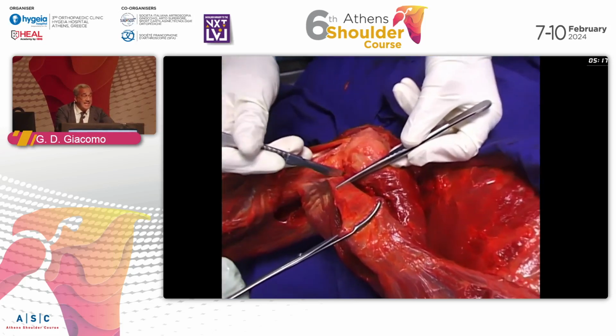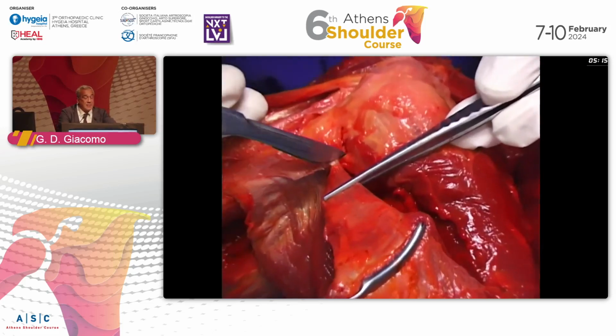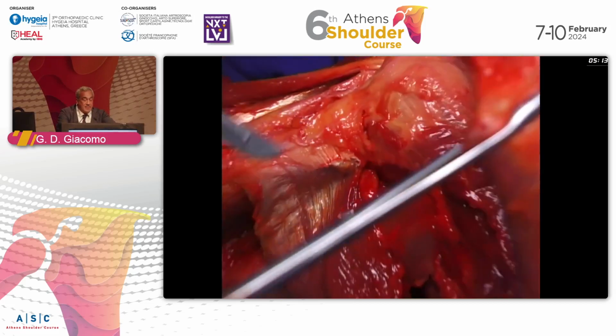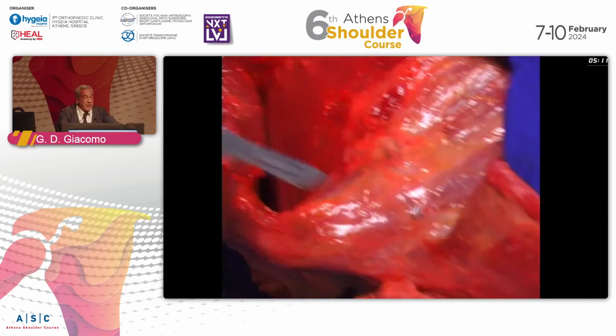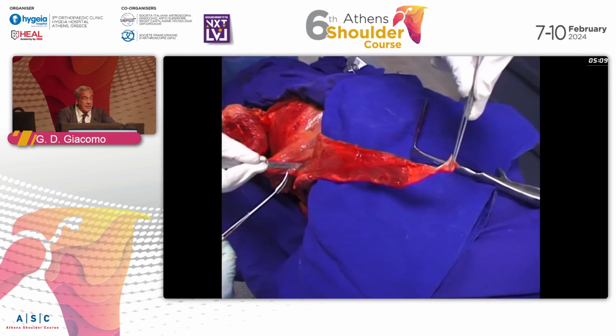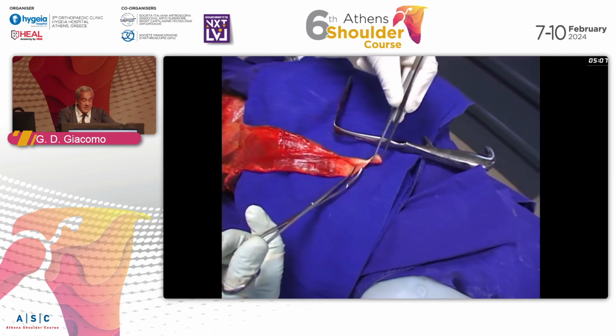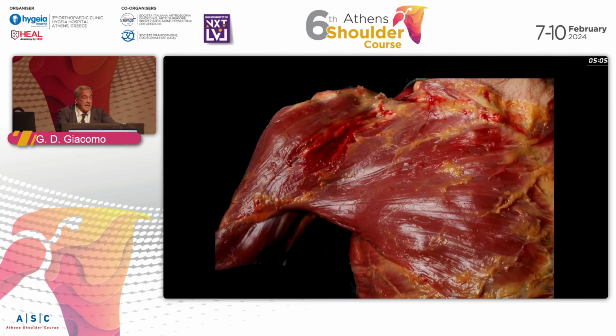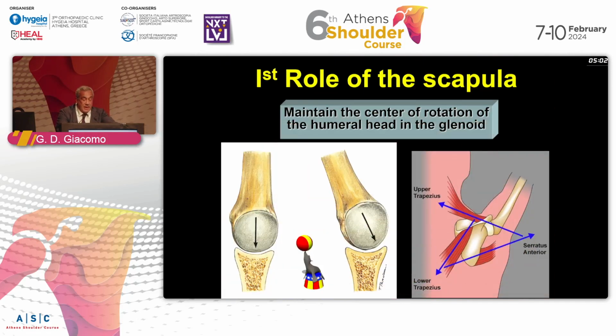This is, once again, an anterior view of the latissimus dorsi, which is sometimes used to try to recover external rotation in reverse shoulder arthroplasty. This is the latissimus dorsi. And this is the anterior view of the shoulder. The role of the scapula, we are very fast now.